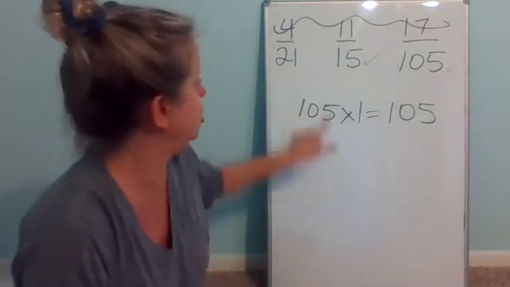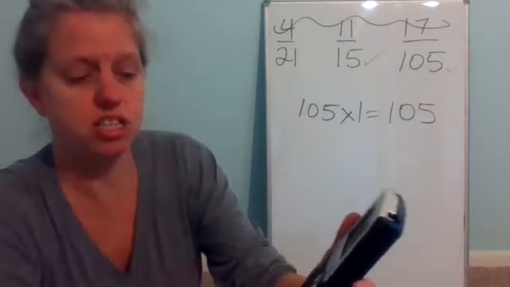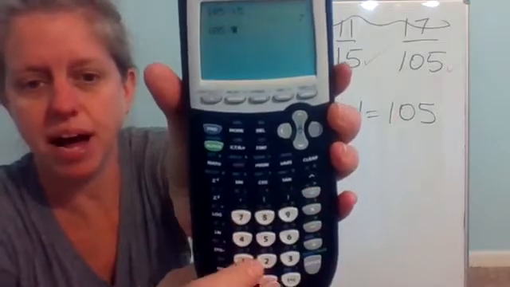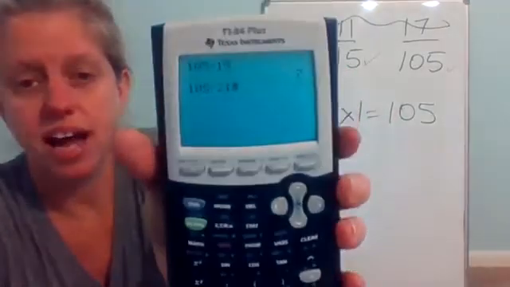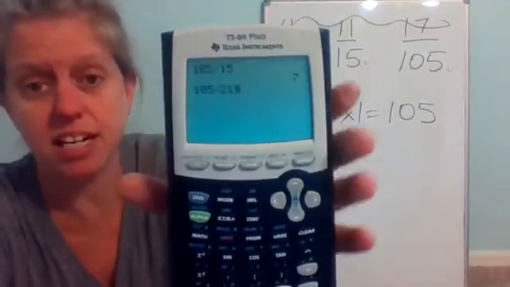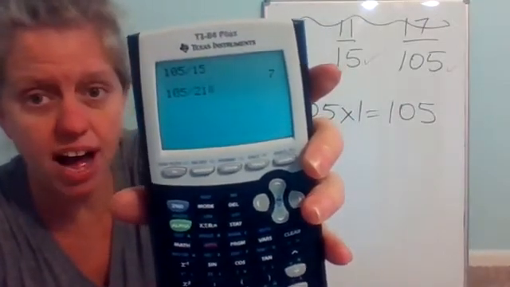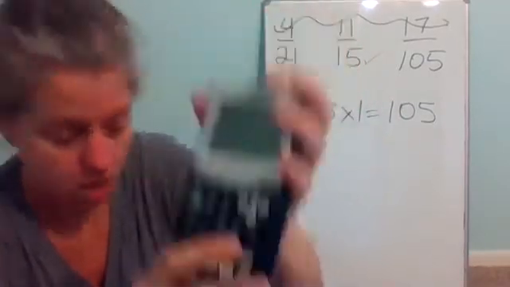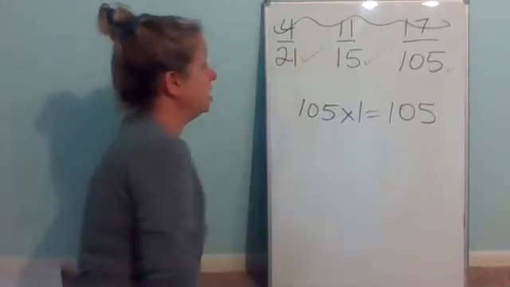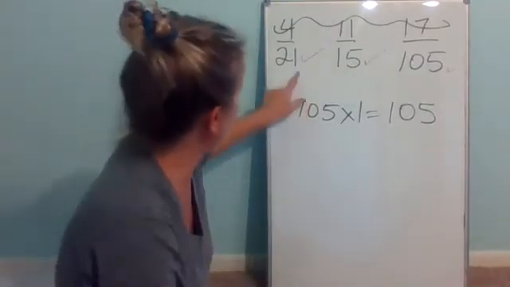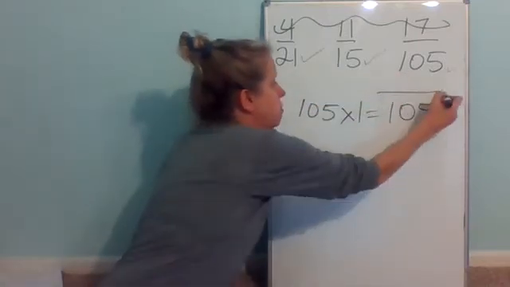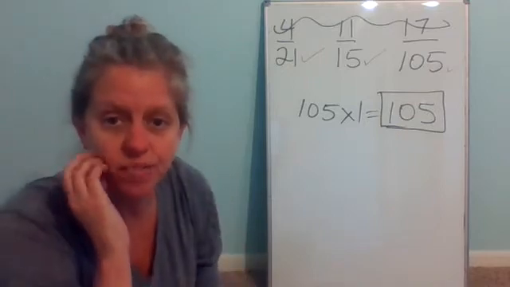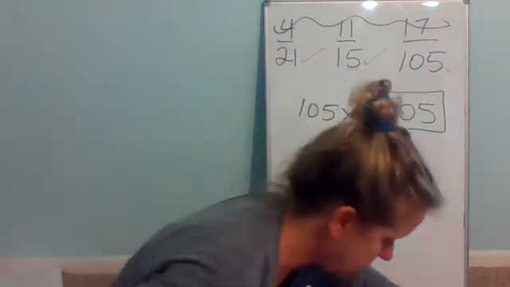What's the last one I need to check? 21. So do the same thing: 105 divided by 21. Again, I don't care what the number is, but if it's not a decimal, that means 21 does go into 105. It's a whole number, which means that one also goes into 105. So all three of those numbers, the very smallest number that they all go into is 105. Okay?